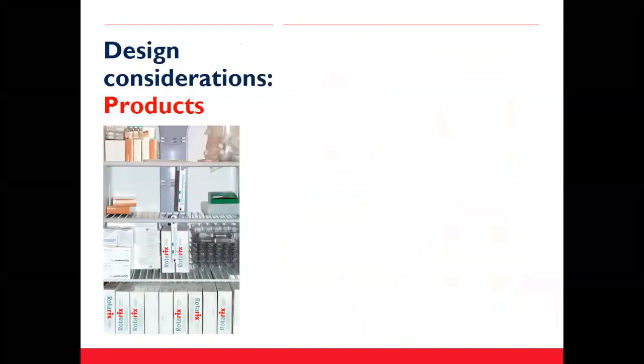Okay, so now let's start looking at the design considerations for each of the components of the supply chain. And we'll start by talking about the products that are managed in the supply chain. In our case, specifically vaccines and products needed to provide immunization services. It's important to consider the characteristics of the products managed in the supply chain to ensure that they arrive at the service delivery point in the best condition.